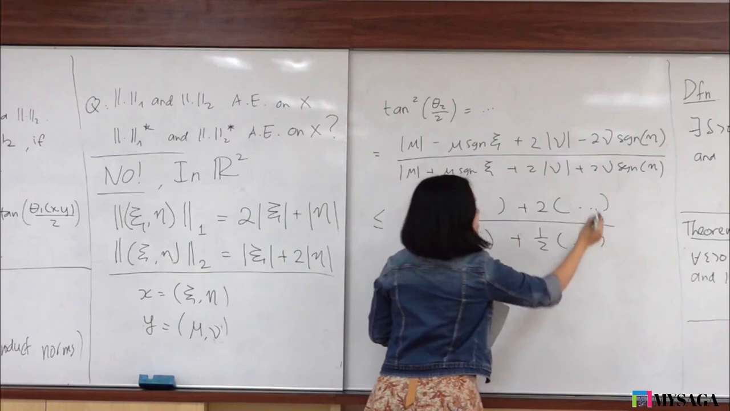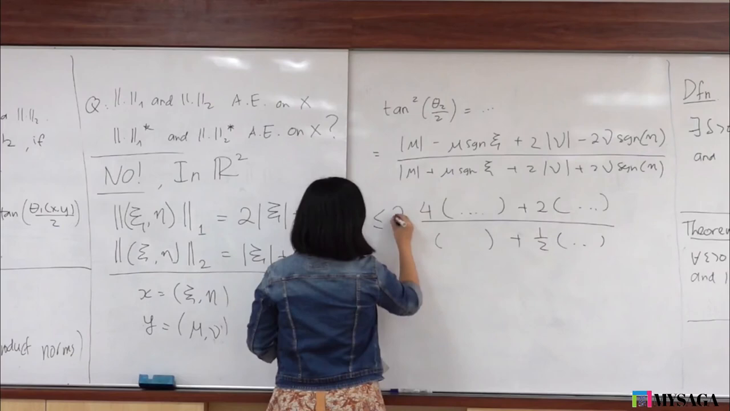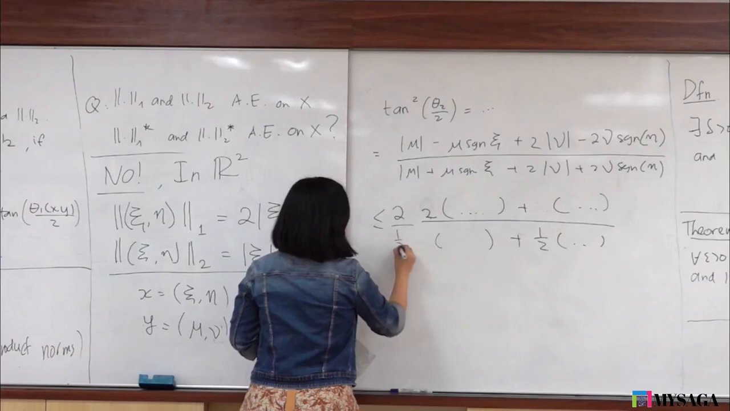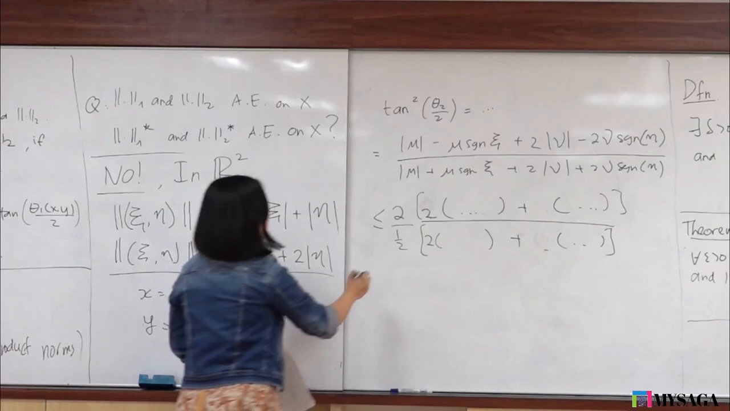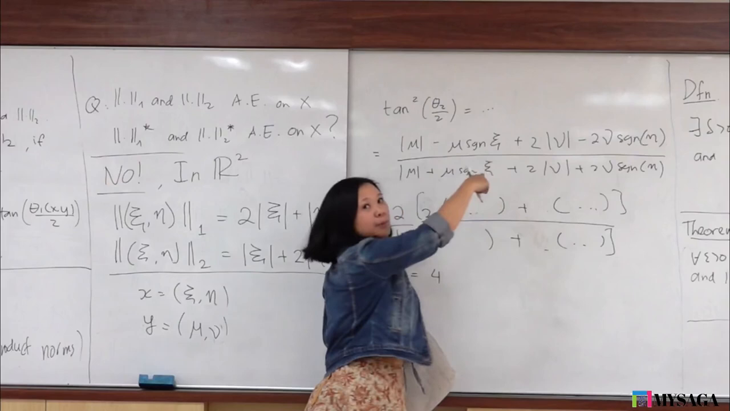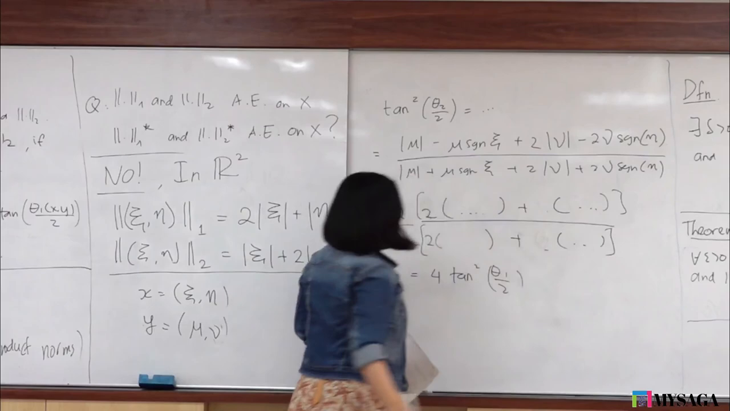Same argument, right? Now I'm going to do nothing. And now what I'm going to do is the following. I'm going to take 2 out, so that now I have 2 and 1. And I'm going to take half out, so then I have again 2 and 1. So this will give me my tangent of yellow, and this gives me 4. And this whole thing, if you apply the same calculation, you will get tangent squared theta 1 over 2. Angular. Okay.